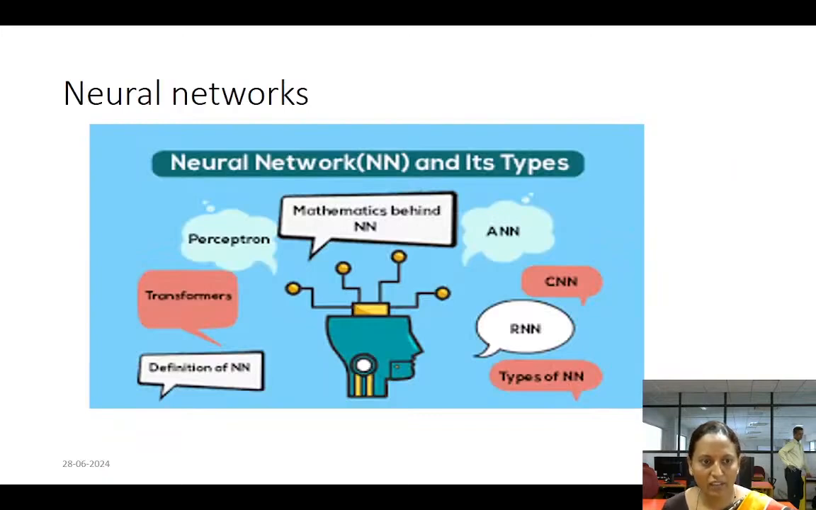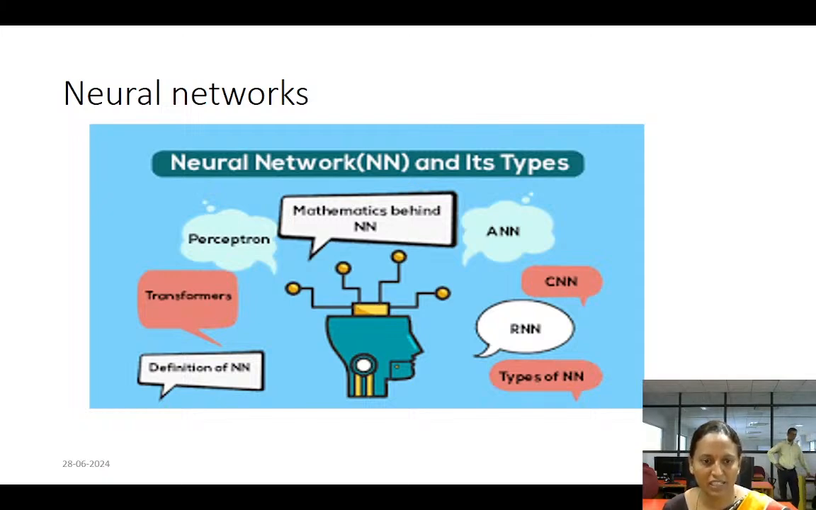Also in the 3rd unit we have neural networks, where the human brain is modeled in terms of artificial intelligence and machine learning, with a set of neurons. Neurons are considered as inputs, and we try to segregate these inputs and work on concepts like perceptrons, transformers, CNN, RNN and the types of neural networks.